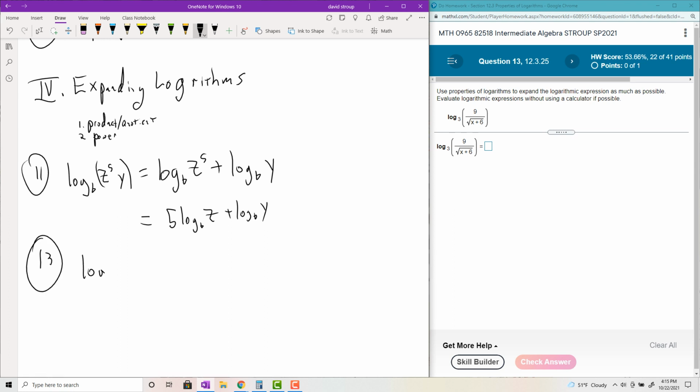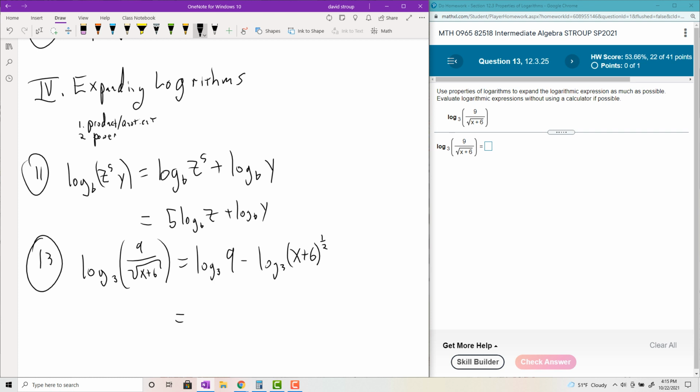I have log base 3 of 9 all over the square root of x plus 6. So what I'm going to do first is break it up using the quotient rule. Right? So log base 3 of 9 minus log base 3 of the square root of x plus 6. I'm not going to write the square root though because it's really just a power. So I'm just going to put the power there.